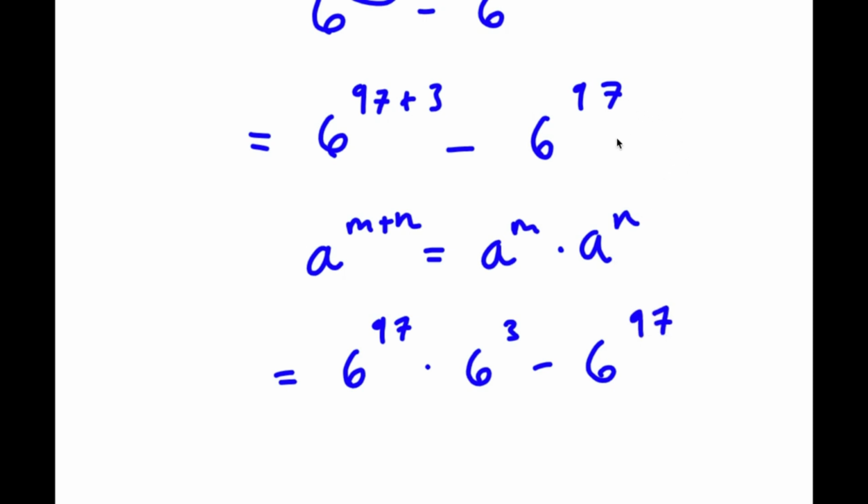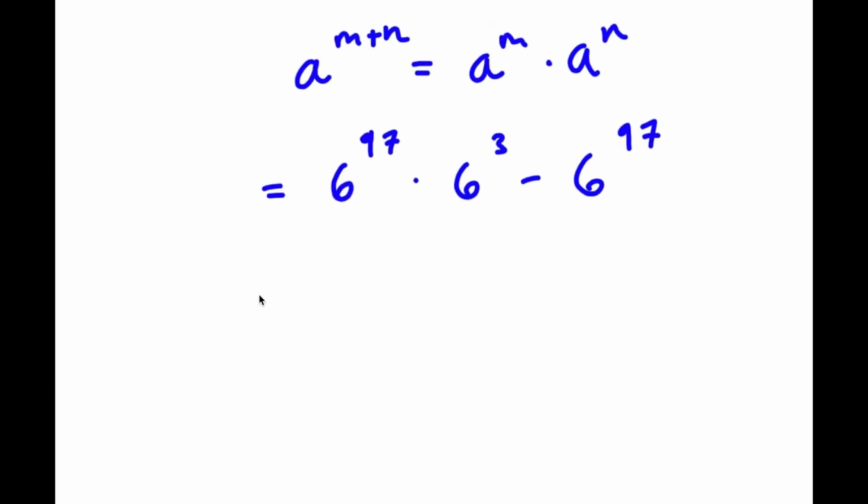Now from here, if I factor out 6 to the power of 97, I get 6 to the power of 97 times, now 6 to the power of 97 divided by 6 to the power of 97, 6 to the power of 97 times 6 to the power of 3 divided by 6 to the power of 97, all that's going to be left is 6 to the power of 3, and negative 6 to the power of 97 divided by 6 to the power of 97 is negative 1. So I have 6 to the power of 97 times 6 to the power of 3 minus 1.